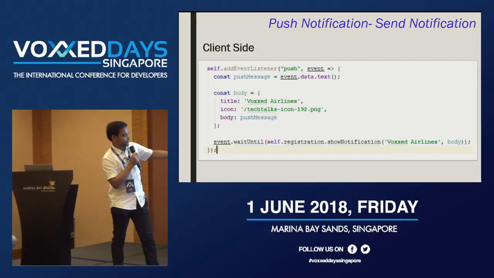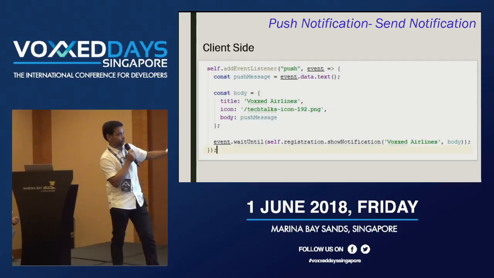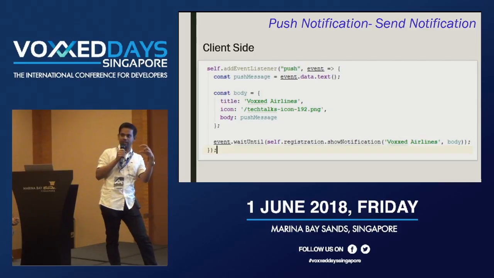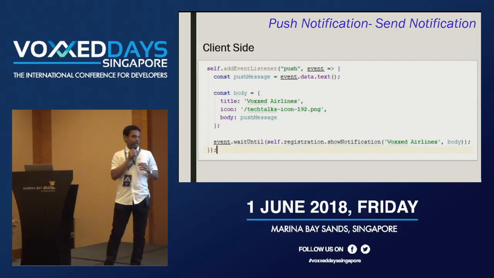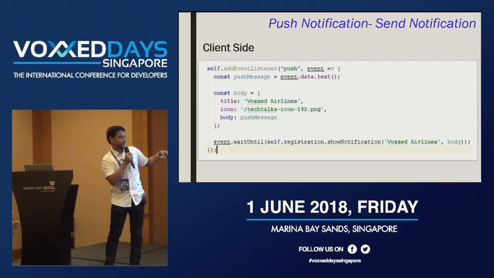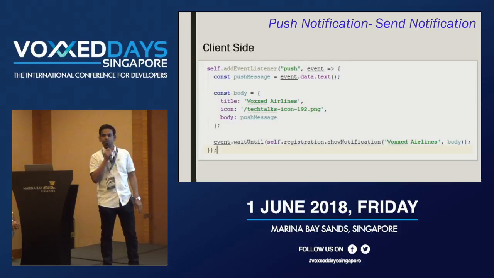Then you are just calling self.registration.showNotification. This takes the name of your app and the actual message, with the object you have constructed. The object has an icon also, so normally in the notification you see the icon of the app. And then the service worker will wait until your push message is delivered to the OS. Then you can go to sleep.